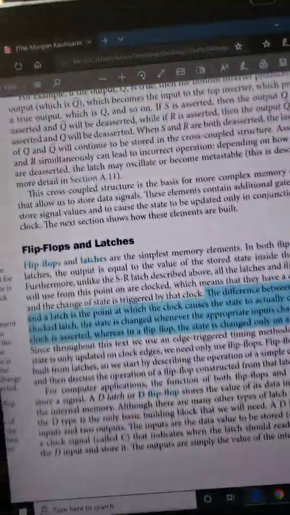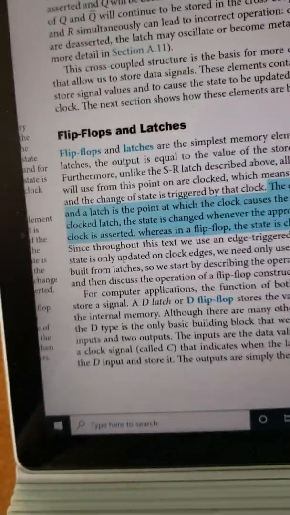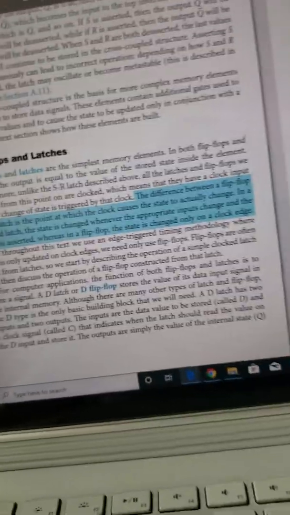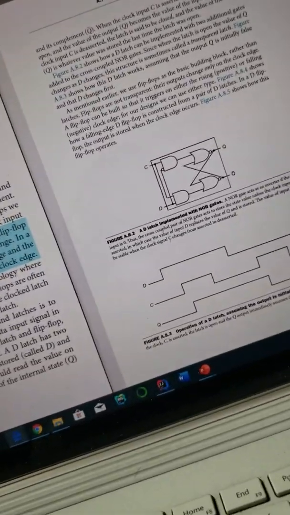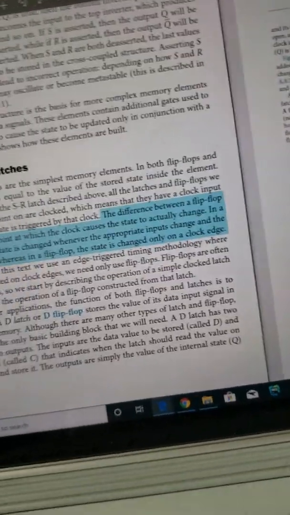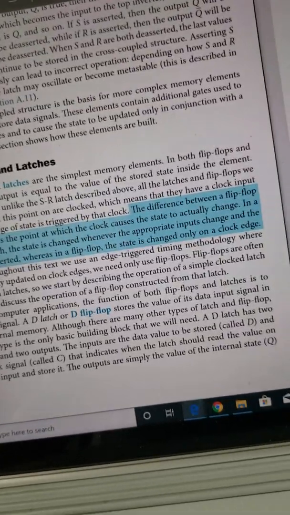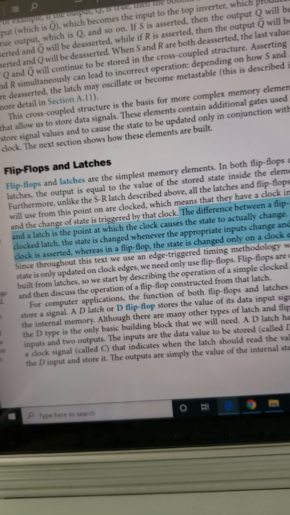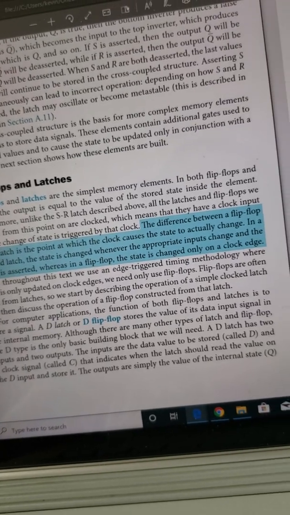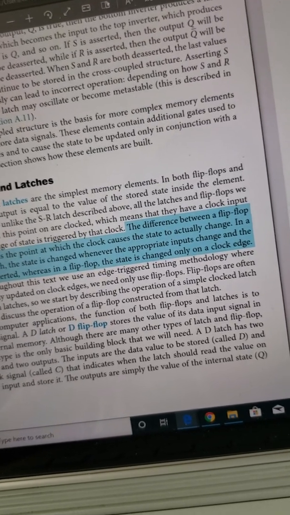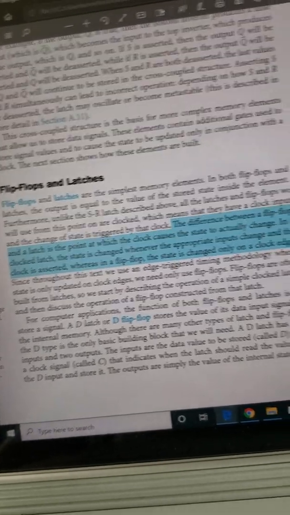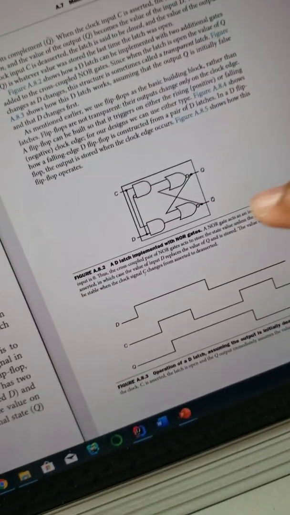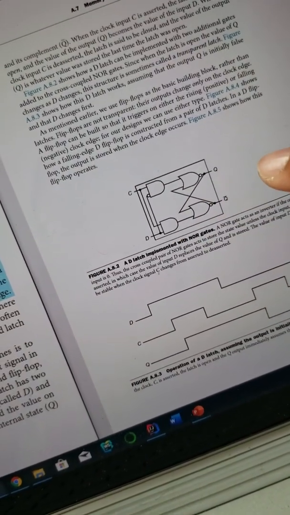Hey, what's up, guys? So I'm going to explain flip-flops and latches, how they work. The key concept here is the difference between a flip-flop and a latch: the point at which the clock causes the state to actually change. So here we have a clocked latch. This is our clocked latch.